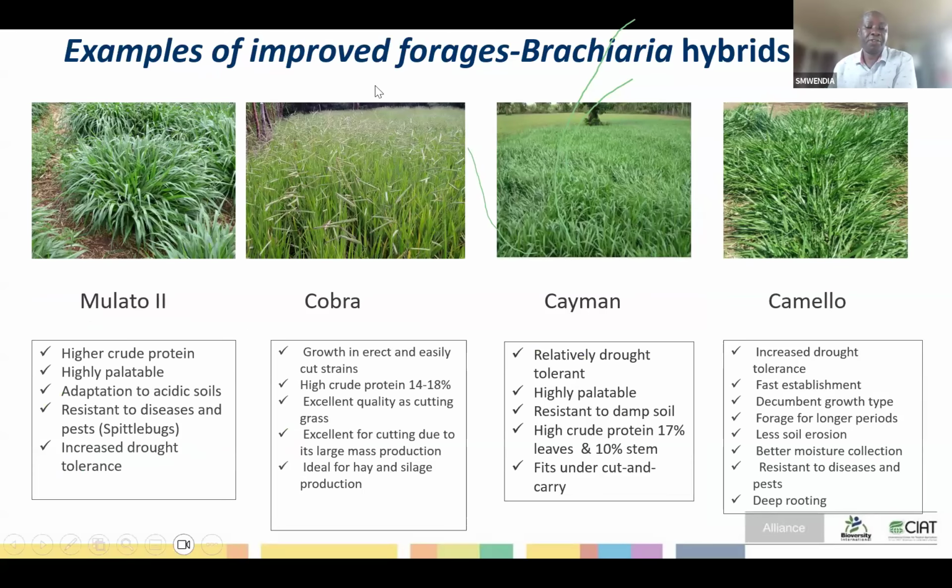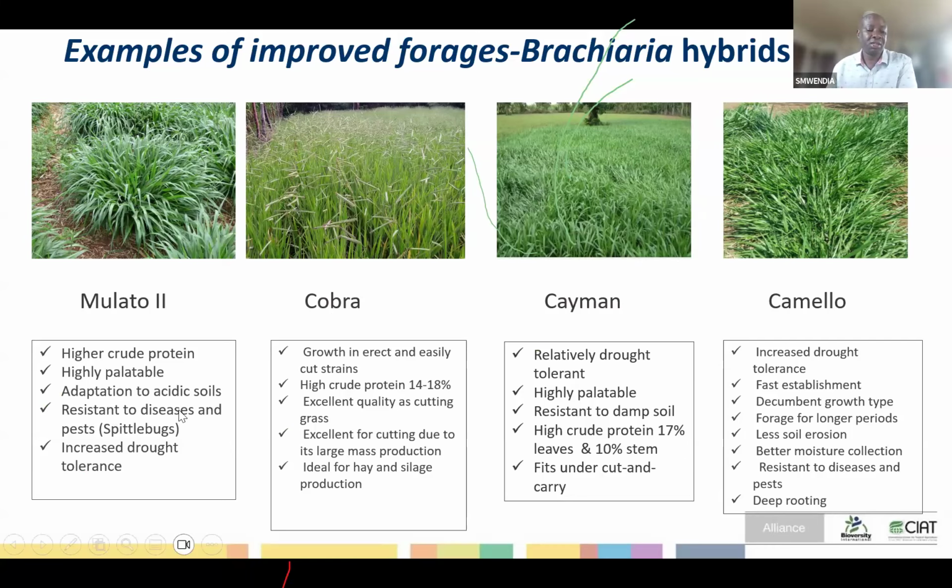Examples of improved forages coming from the Urochloa hybrids, which we have developed, is Mulato 2, and they have attributes like I'm showing here. High crude protein, they are highly palatable, and as you can see, commonly across these grasses, they have more leaves compared to the stem, and we know more nutrients are usually in the leaves. So that's one of the criteria that makes them better in terms of quality, and also they become better in terms of digestibility because more fibers are often in the stem.